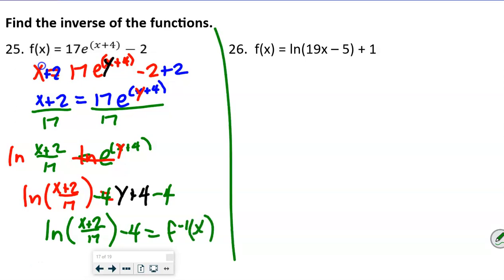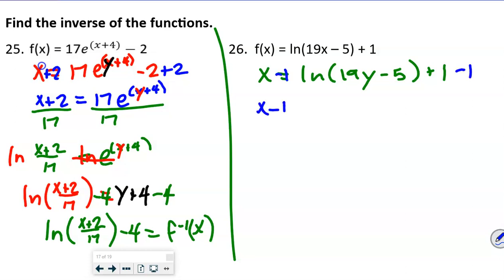Okay? Then we got y equals, actually let's make that x. We'll start out by flipping it. So x equals ln of 19y this time minus 5 plus 1. All right, so we're going to subtract 1 from both sides. That's going to be x minus 1 equals ln of 19y minus 5.